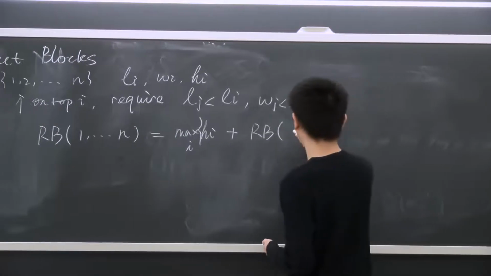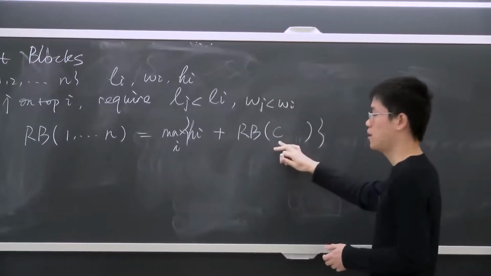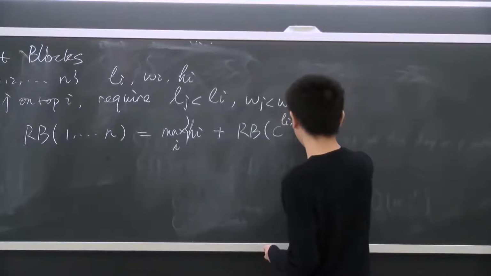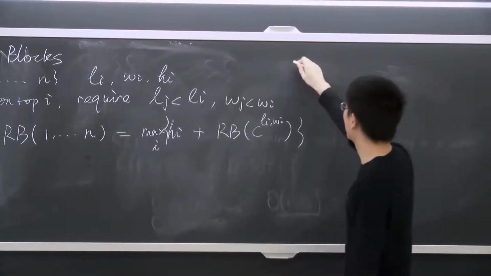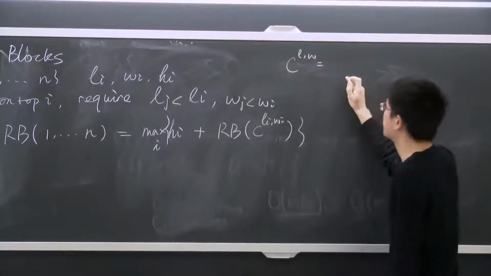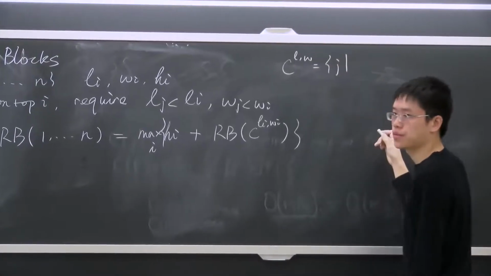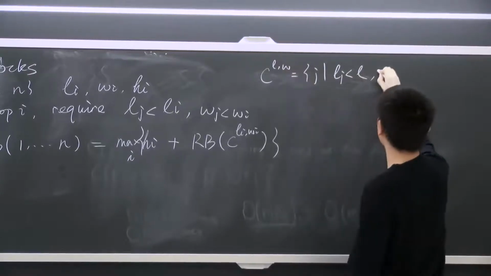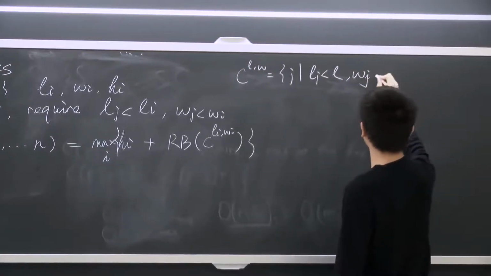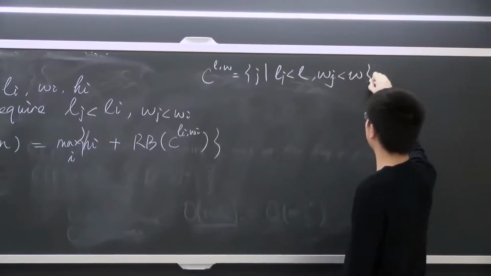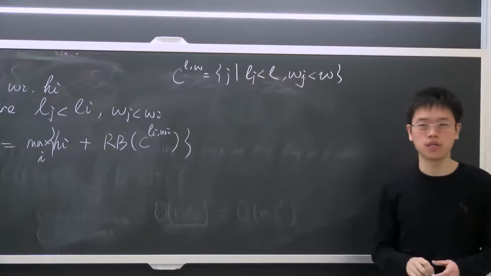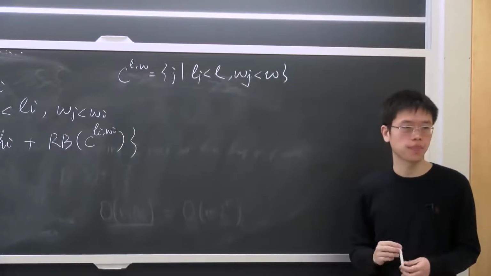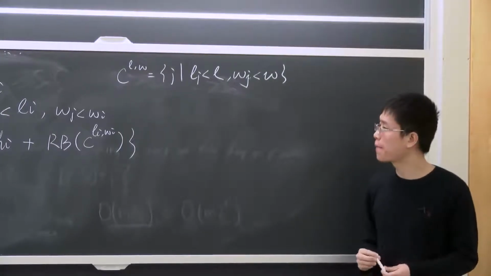So let me define this subproblem to be the compatible set of Li and Wi. Let me define that to be the set of blocks where their length is smaller than the required length, and their width is also smaller than the required width. So this should remind you of the weighted interval scheduling problem, where we define a compatible set once we have chosen some block.